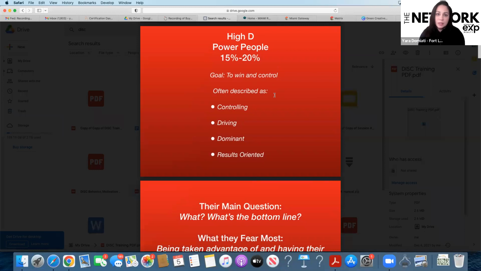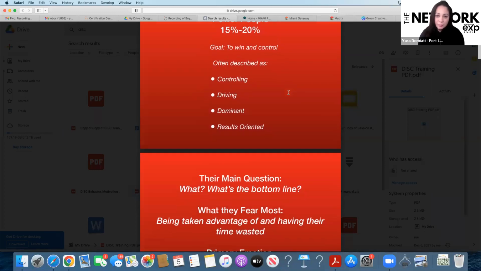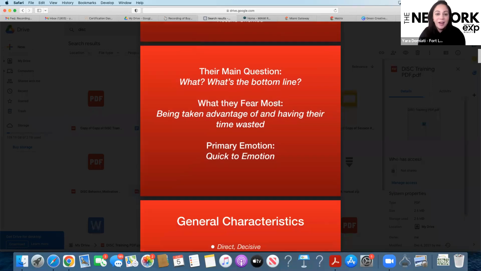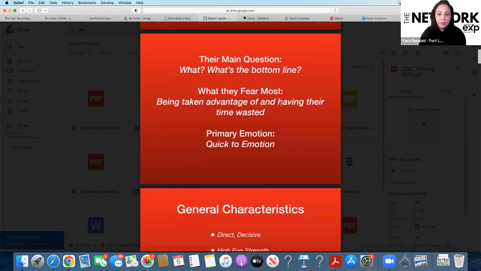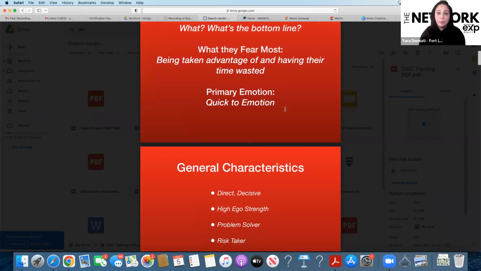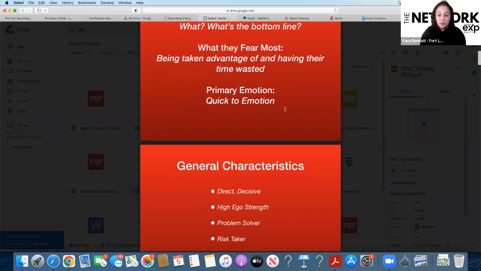Their goal is to win and to control. Oftentimes they're described as controlling, driving, dominant, and results oriented. They want results. They don't care how they get there. They just want to get there. Their main question: what's the bottom line? Tell me, what is my bottom line? What they fear the most is being taken advantage of and having their time wasted, because time is money. Their primary emotion is they're quick to emotion. So sometimes they can get quickly sad, quickly angry, quickly happy, quickly whatever.